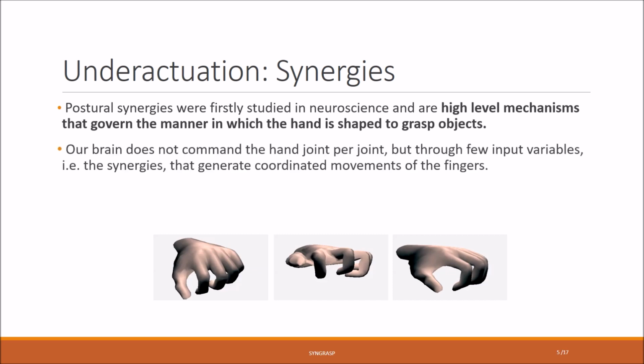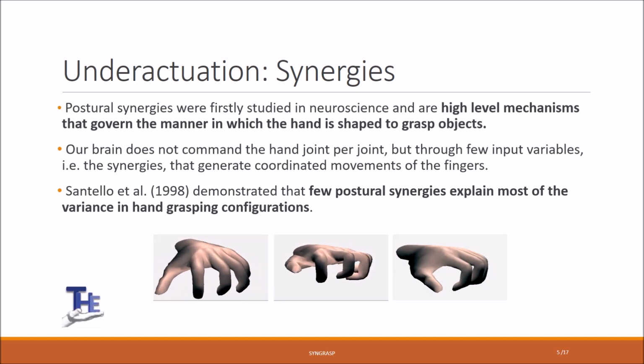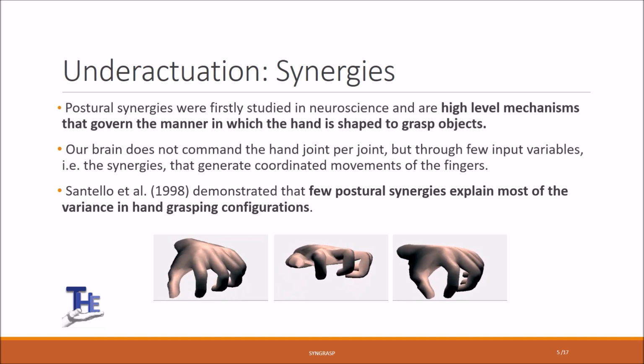In fact, neuroscientists found out that our brain does not command each joint of the hand, but gives very few inputs to the hand, and these synergies, these inputs, generate coordinated movements of the fingers. So these neuroscientists, and in particular Santello and others in a paper of 1998, demonstrated that few of these movements, of these synergies, can explain the majority of grasps of the human hand. Here you can see the first three synergies, and by combining these three movements, that are coordinated movements of the fingers, the human hand can grasp a large variety of objects.